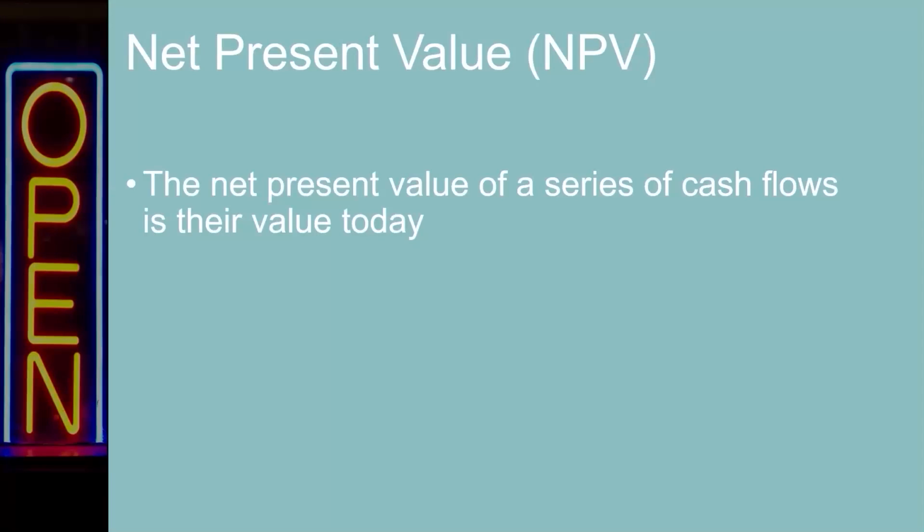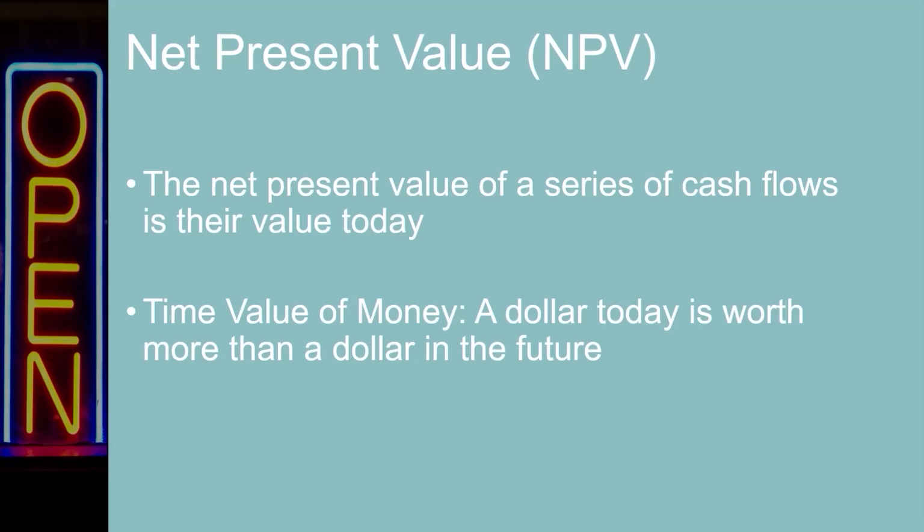The net present value of a series of cash flows is their value today. You can't just add up the cash flows to get this number because $1 today is worth more than getting $1 in the future. This is called the time value of money. The economic theory behind this is that if you give me $1 today, I can invest it to get more than $1 in a year.